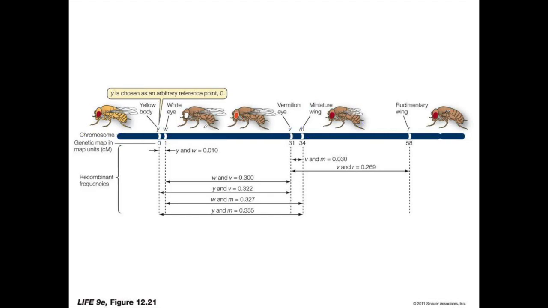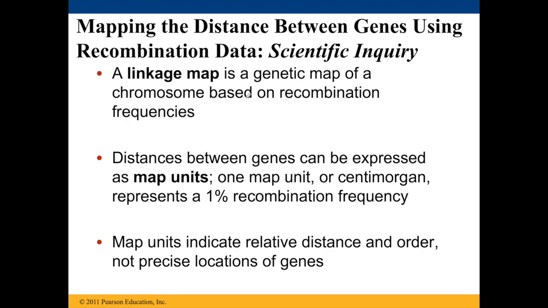So by doing this, what Morgan started to do is he started to figure out where the genes are on the chromosomes. And that's how he started to determine the maps of the chromosomes.